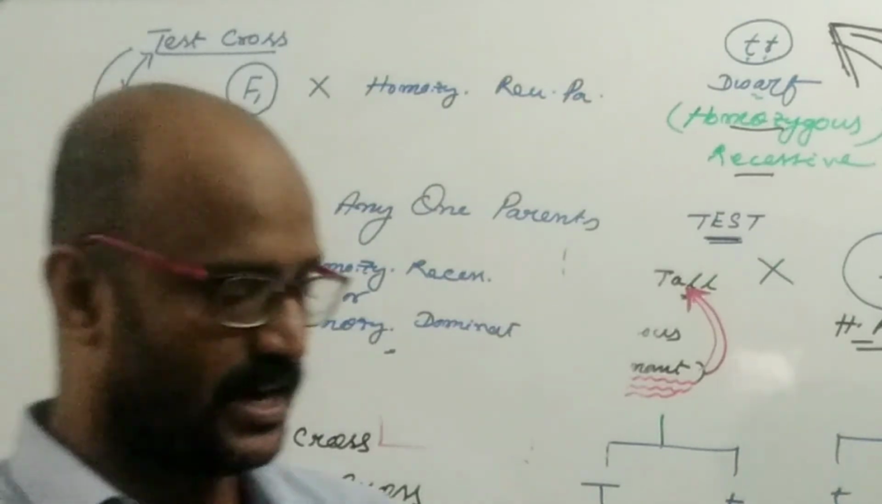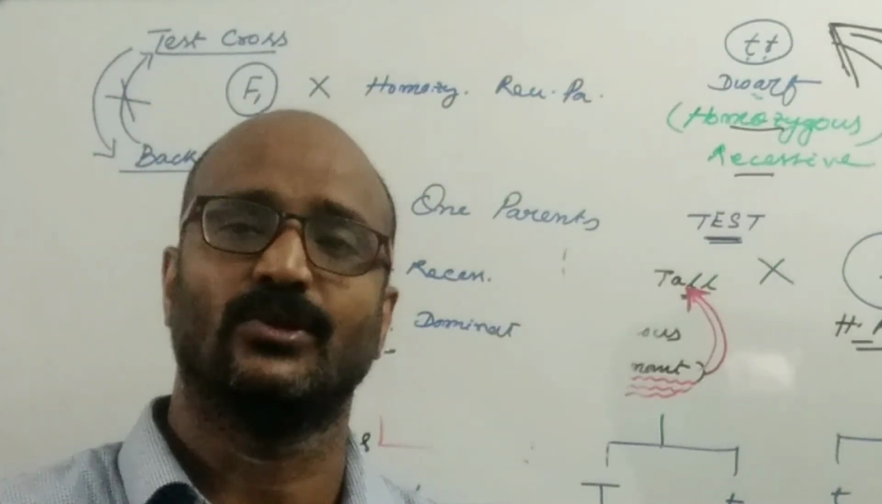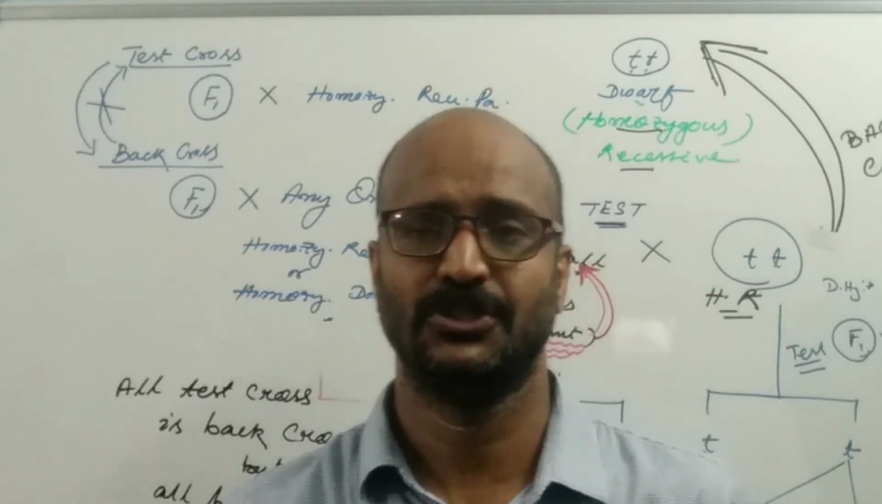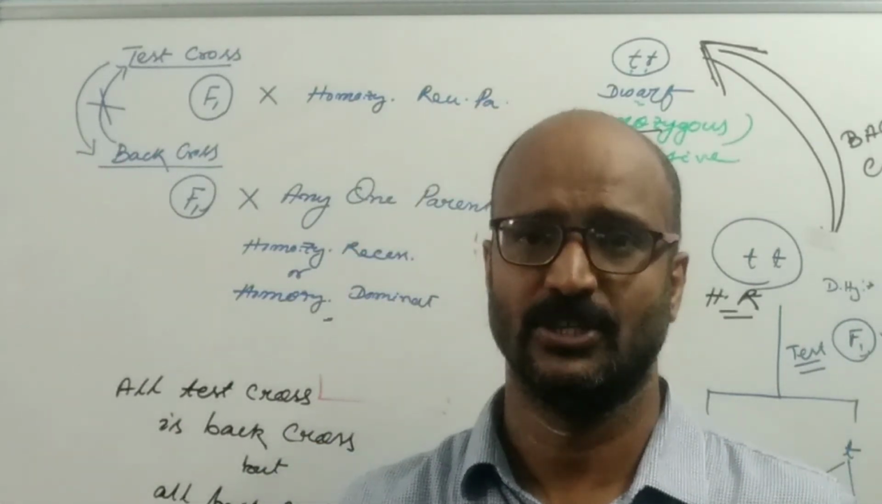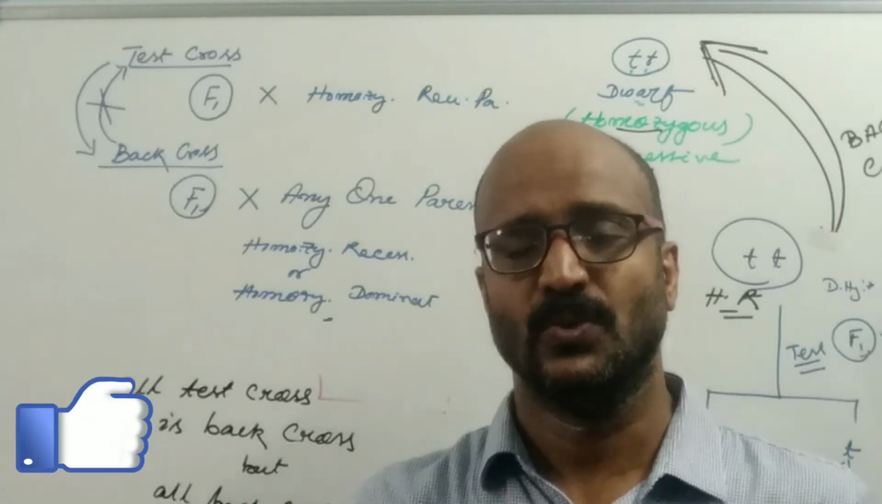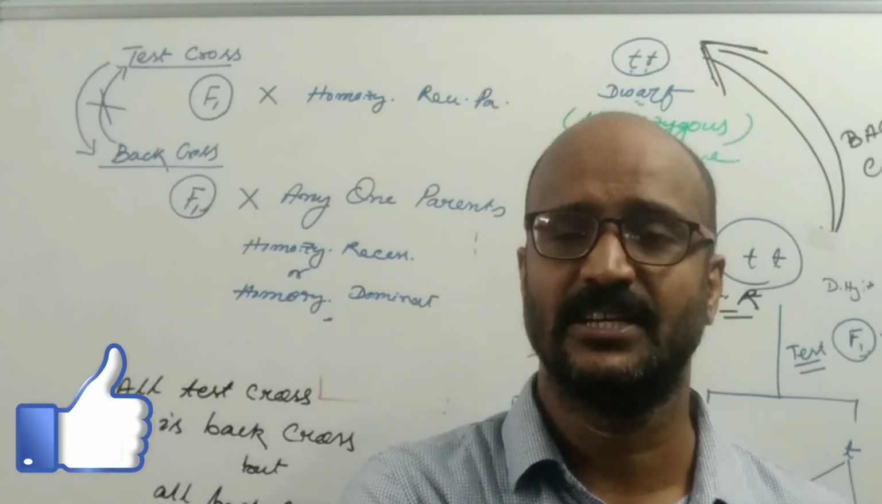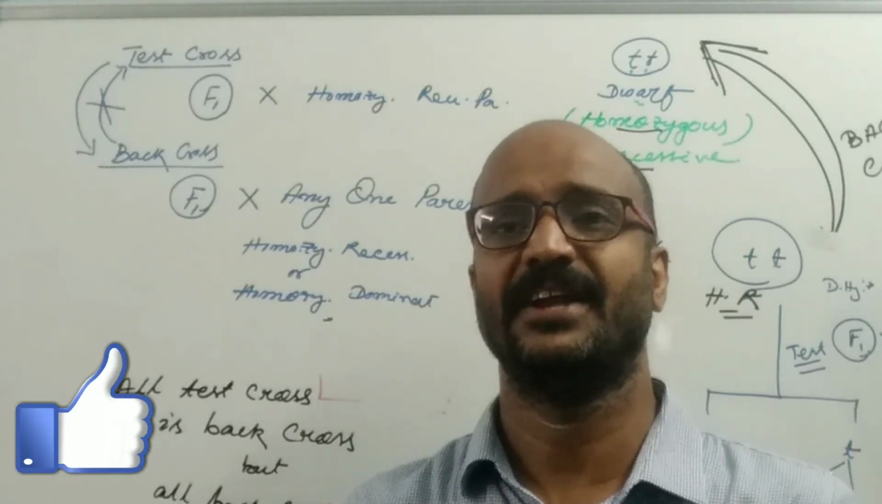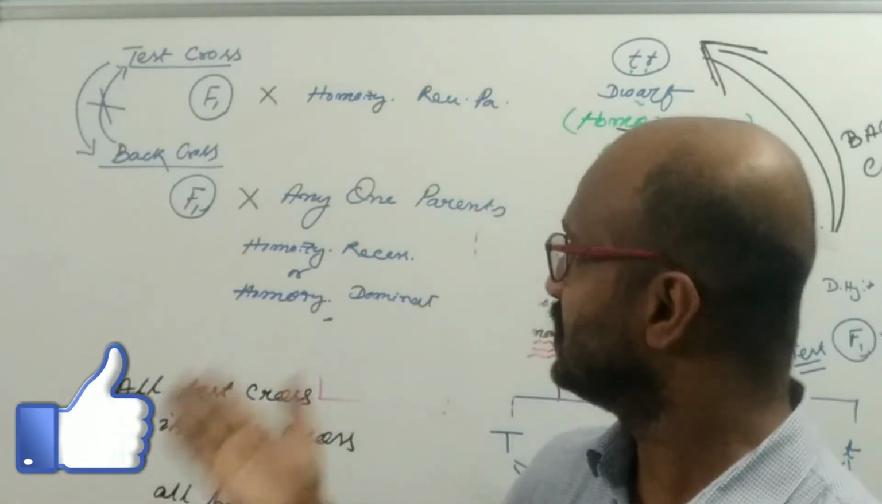This is the idea of the test cross and the back cross. We do the test cross only for confirmation of the genotype of the F1 offspring: whether the phenotypic expression of the F1 offspring comes from the heterozygous condition or from the homozygous condition. This is the idea of the test cross and the back cross.